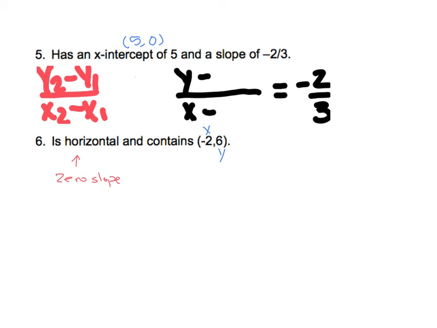All right, number 5 has an x-intercept of 5 and a slope of -2/3.